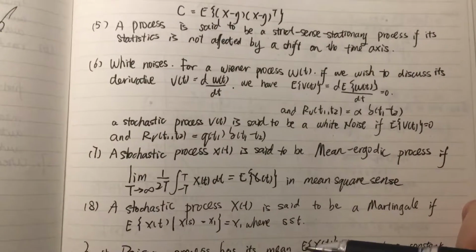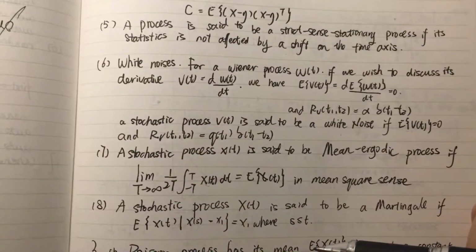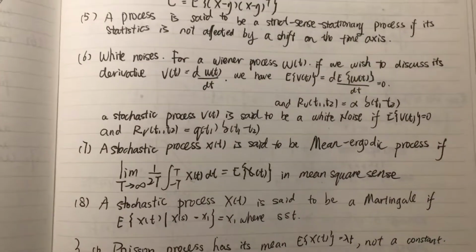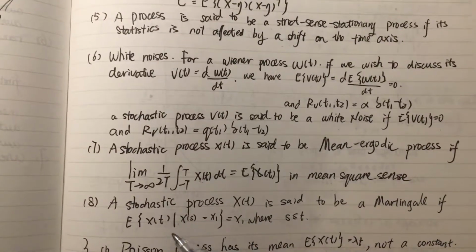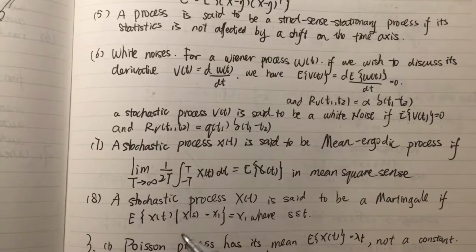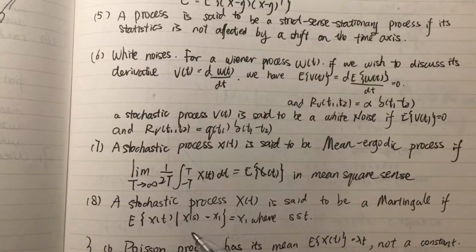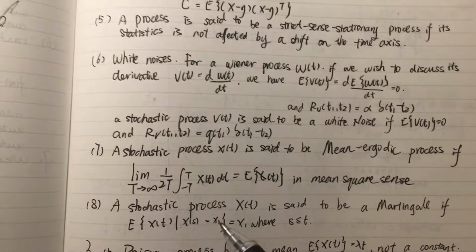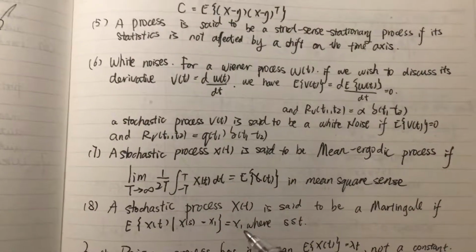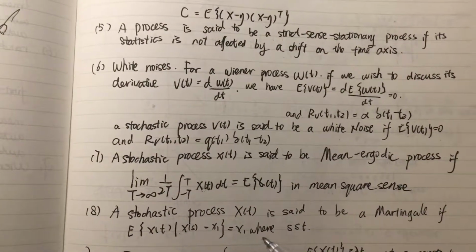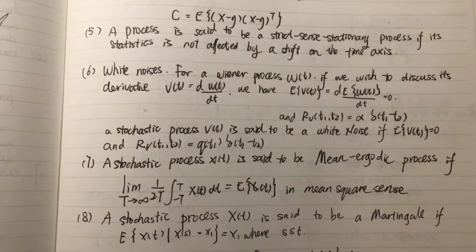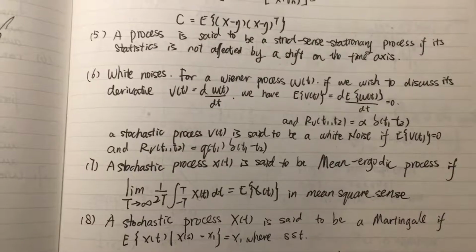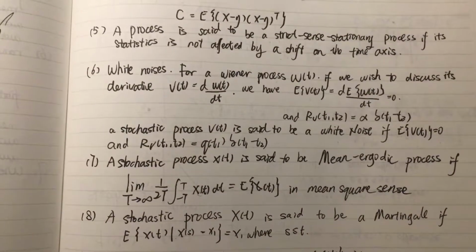And we can also find the eighth, where a Martingale process is defined by this equation: the expectation of x of t given x of s is equal to x of s. So it's like a more strict version of strict sense stationary. This is the end of this video record.